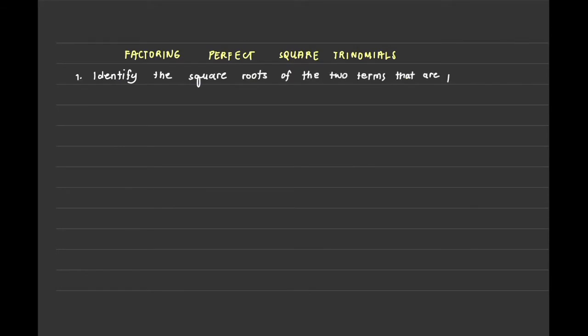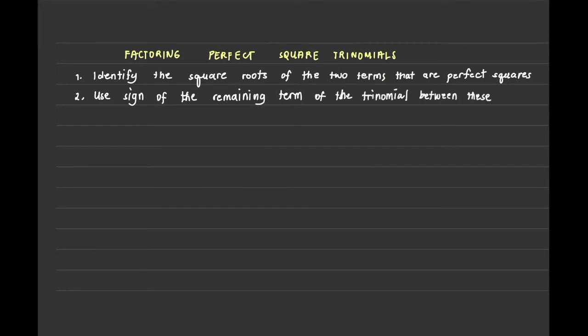After knowing how to identify whether a trinomial is a perfect square trinomial or not, we can now proceed to identifying the factors of a perfect square trinomial. In factoring a perfect square trinomial, we will identify the binomial that, when multiplied by itself, will give us the trinomial given. That can be done by, first, identifying the square roots of the two terms that are perfect squares. Second, by using the sign of the remaining term of the trinomial between these roots. Finally, raising the obtained binomial to the second power.